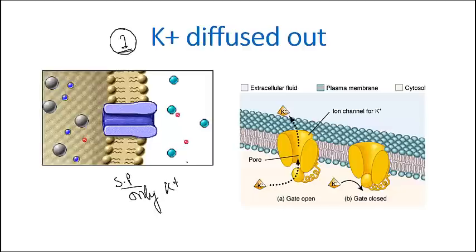Okay. Now gradients cause ions to move. Potassium will diffuse down its concentration gradient from the area where the concentration of potassium is high to the area where the potassium concentration is low. Now normally potassium concentration is high inside the cell and low outside the cell. So that's the reason potassium will move from the cell outside. So it will diffuse out.